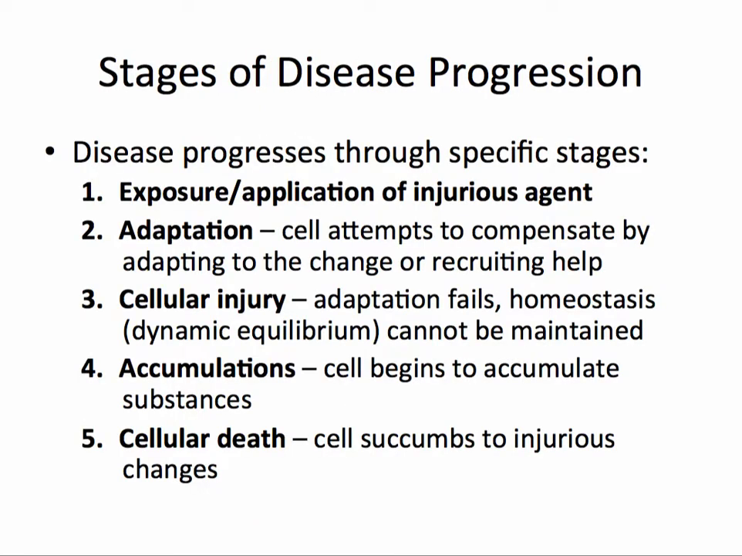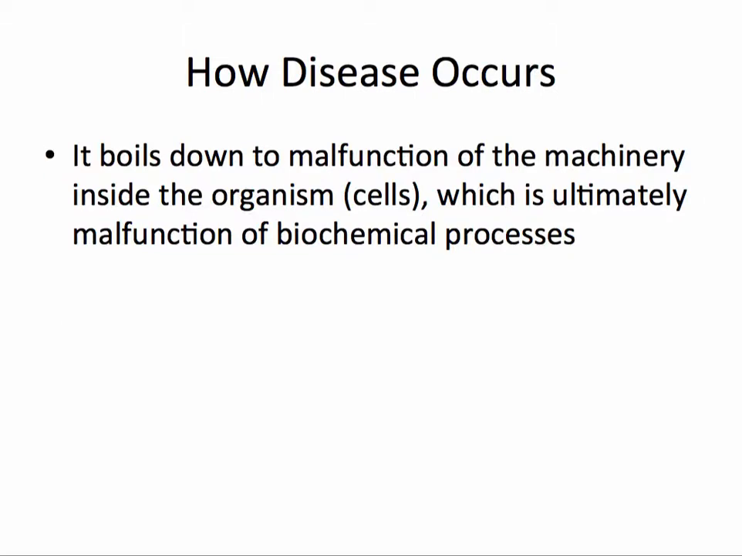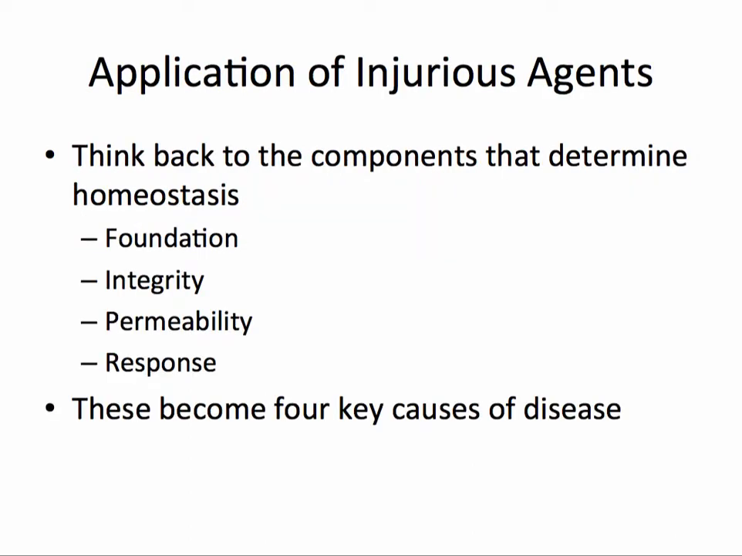Here are the stages of disease progression listed out for you. In essence, disease boils down to malfunction of the machinery inside the organism, which is ultimately a malfunction of biochemical processes. Now let's take a look at each of these stages in more detail, beginning with application of injurious agents.